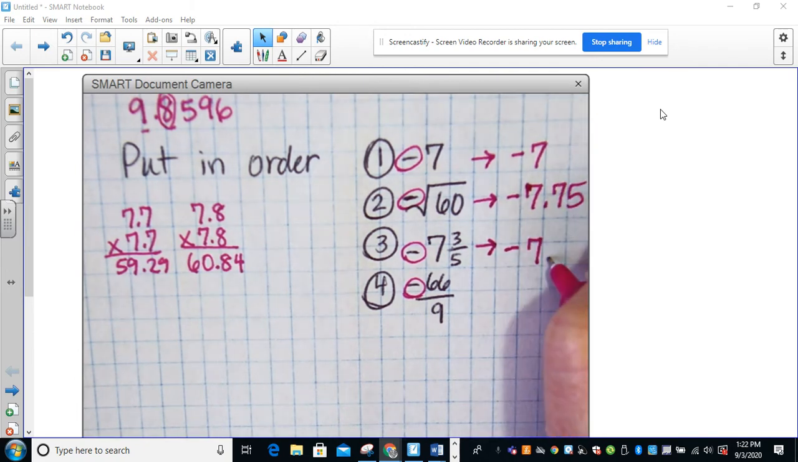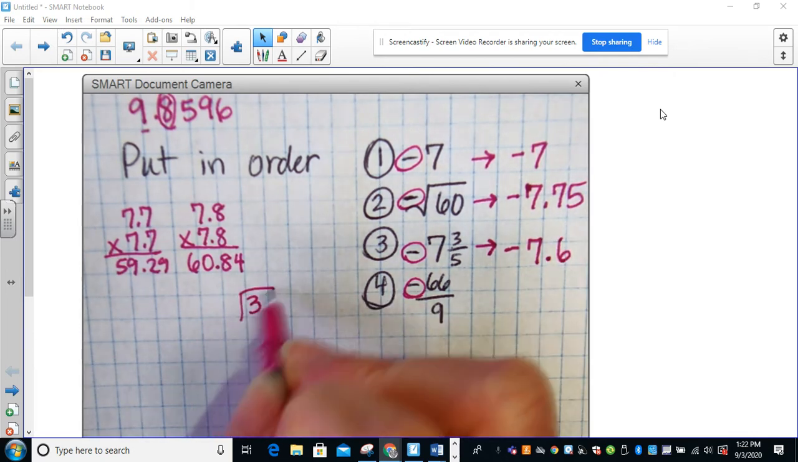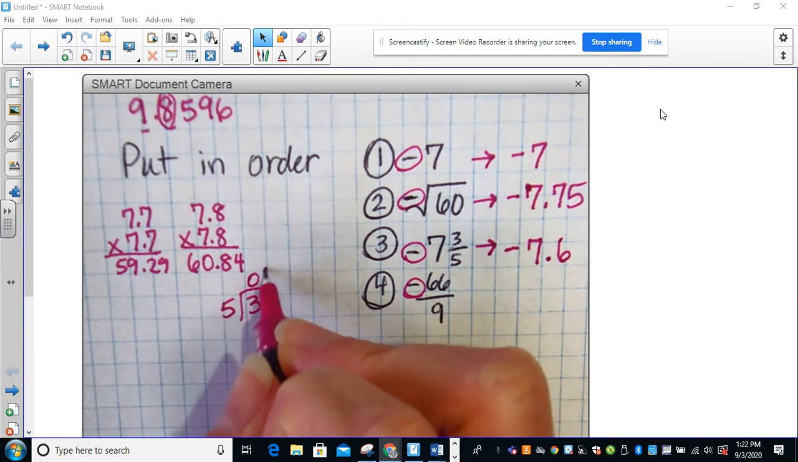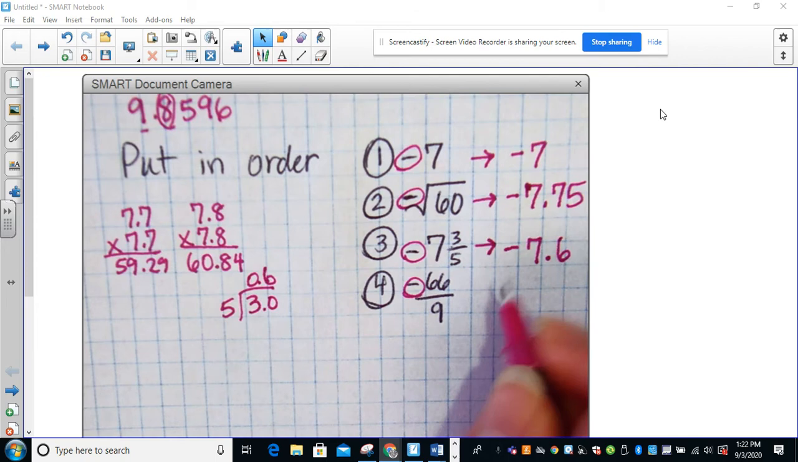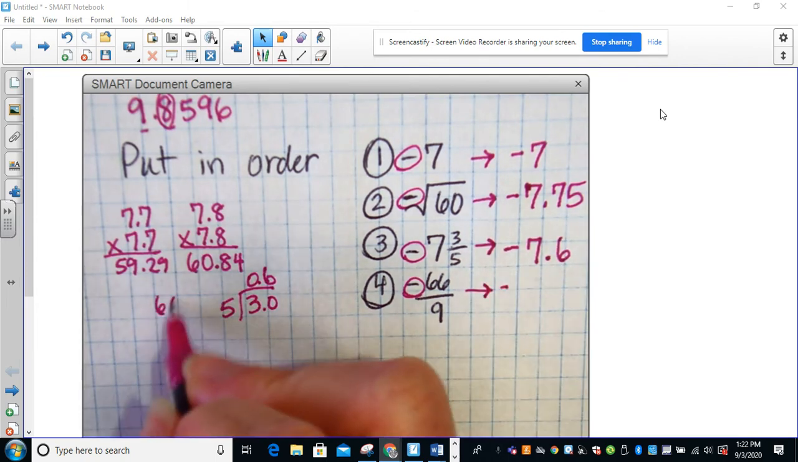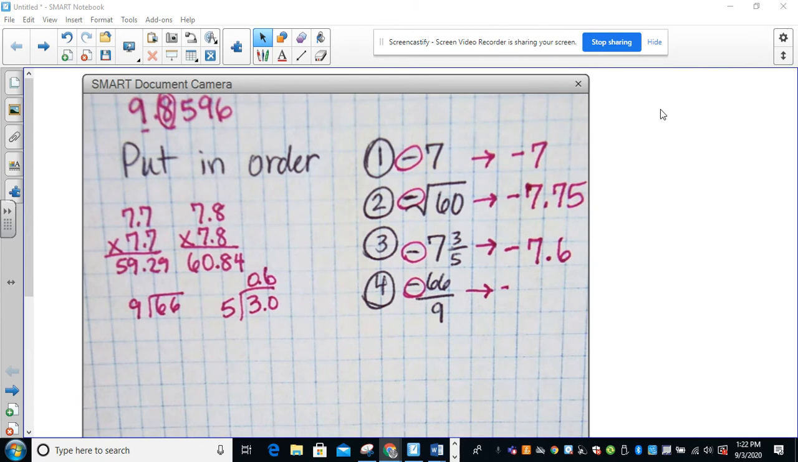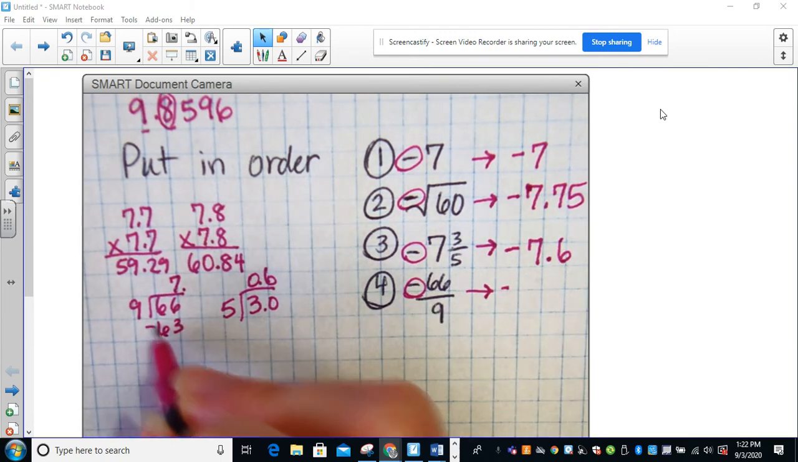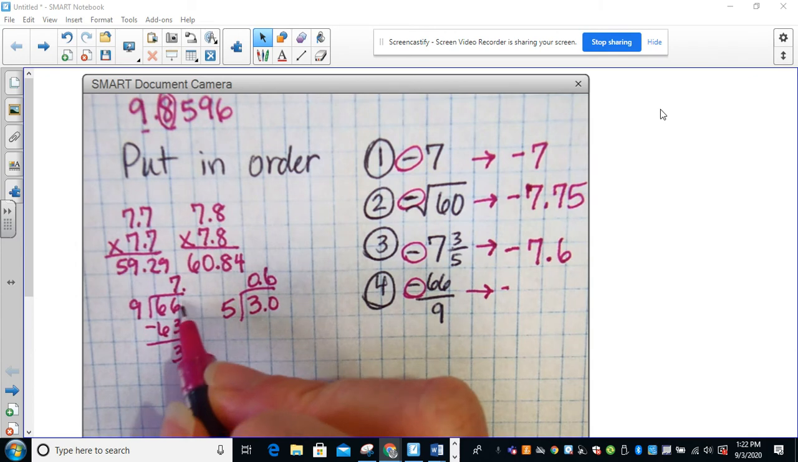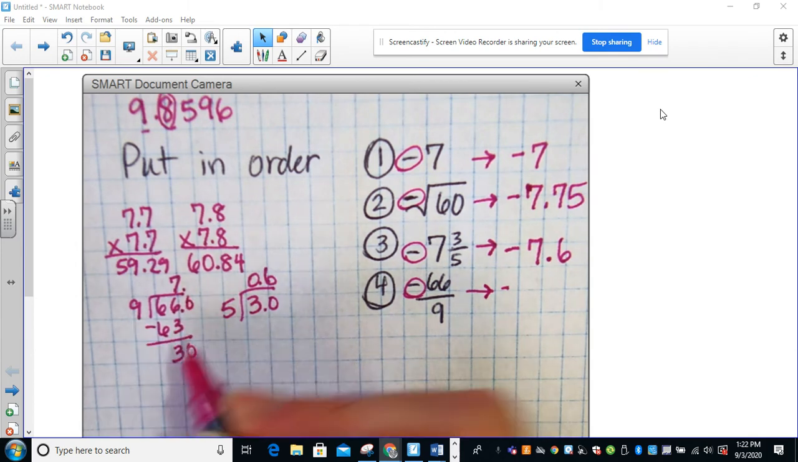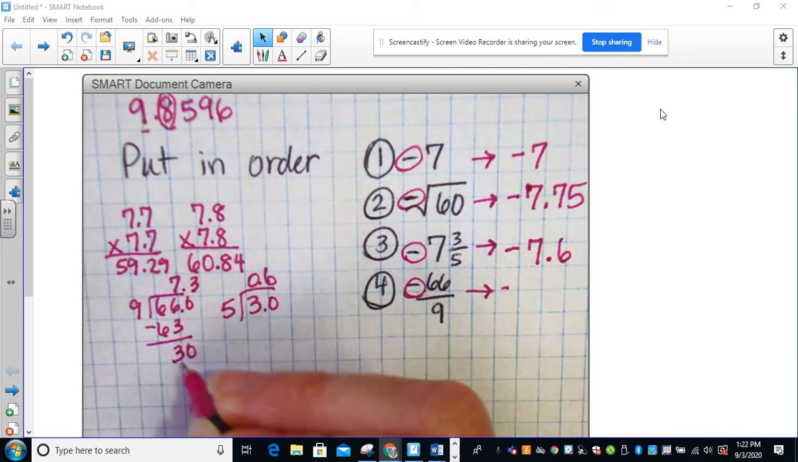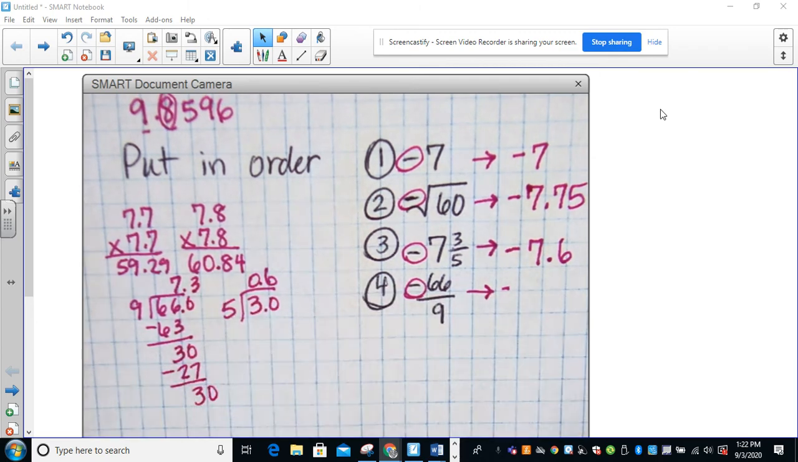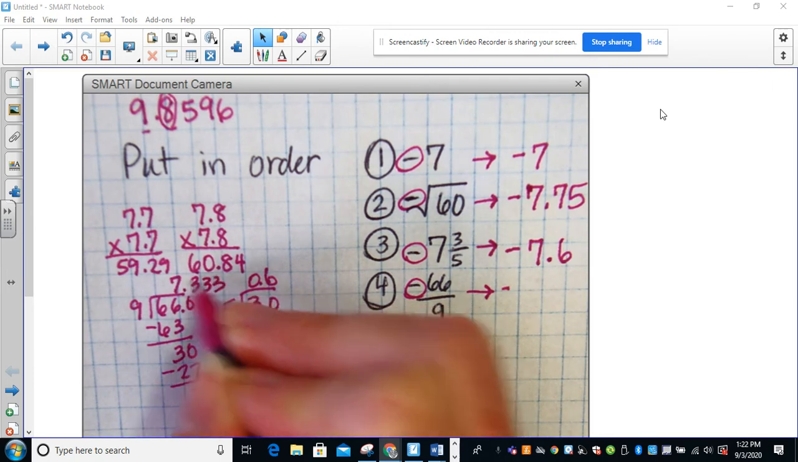3/5 is 0.6. You could divide that and find it. 3 divided by 5, well, that's 0.6. And then this one is another negative, 66 divided by 9. 9 goes into 66 how many times? It goes 7 times, obviously. We got a bunch of 7s here. So that's 63. And we're going to bring that down and add a 0. So 9 goes into 30 how many times? 3. 27. Another 30. Do you see a pattern here? It's always going to end up being 3.